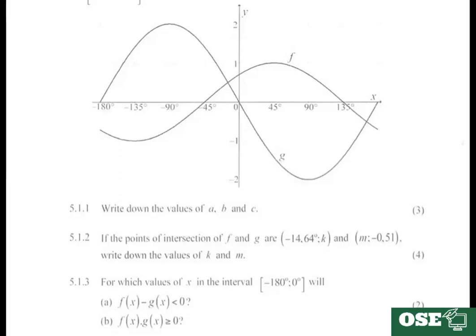Negative 45, negative 90, negative 135, and negative 180. Interval, not values. So it's either you use bracket notation for me or you use greater than, less than notation. x is greater or equal to negative 180 and less than negative 45. So that's where your interval starts.